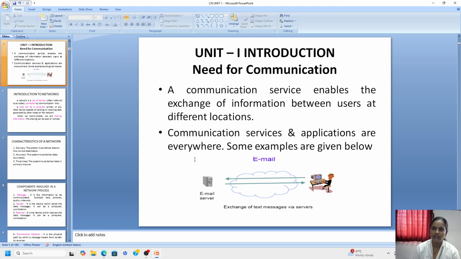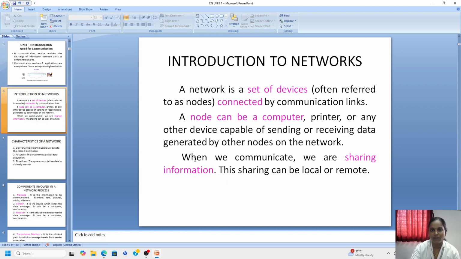The unit one title is Introduction. First topic is need for communication. A communication is a service that enables the exchanging of information between users at different locations. The communication services and applications are everywhere. These are some of the examples, similar to email communication.